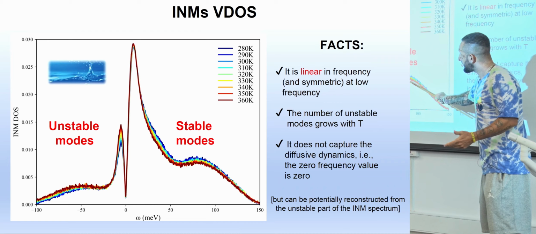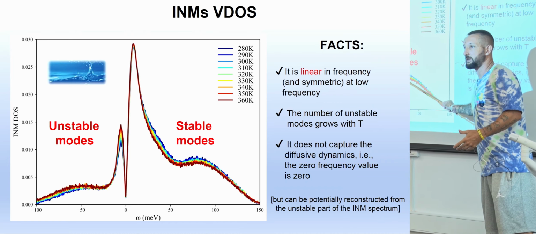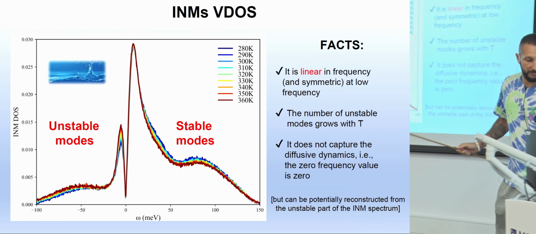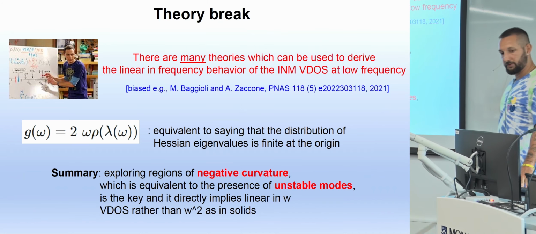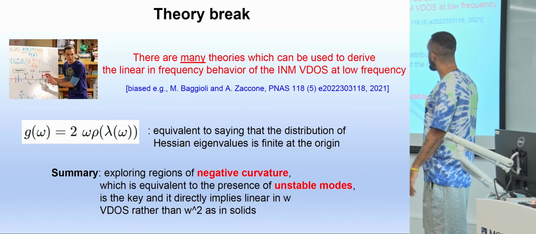And so then the question is, what can I understand with this picture of the experimental data? This is the big question. Now, let me also do a little theory break and advertising. There are many theories that can derive this linear low-frequency regime. To make a summary, we believe that exploring regions of negative curvature and having eigenvalues which are negative is enough to actually claim that the density of states becomes linear and is not quadratic anymore. So this is just a little theory break.